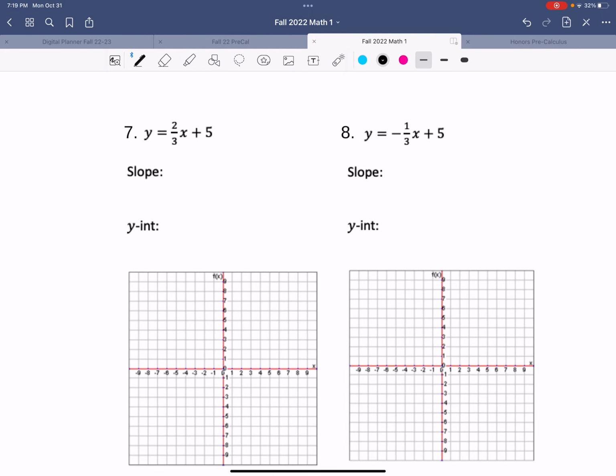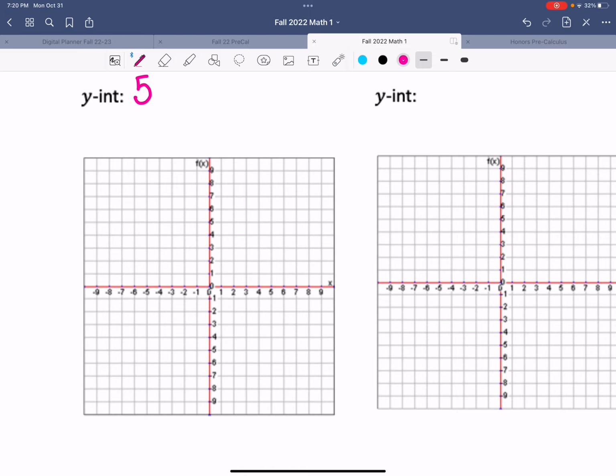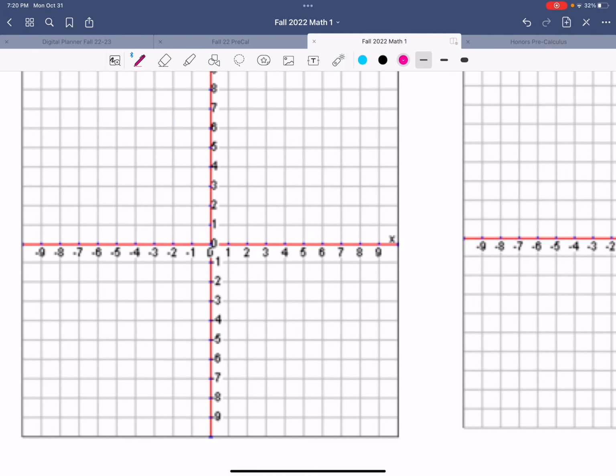All right, a couple more, and hopefully you'll be masters at this. So we have a slope of 2/3 and a y-intercept of 5. So 2/3 means that it's going to be positive, and since it's positive, that means we're going to be going up. So we're going to go up and to the right, so up 2, right 3. And my y-intercept is at 5. So we're going to go to the y-axis and plot at 5.